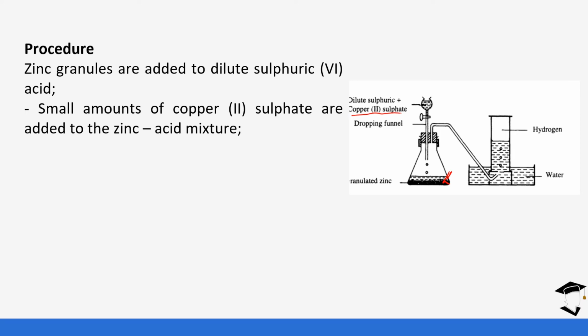And then also the copper(II) sulfate is going to act as a catalyst. So the reaction can actually start and continue on its own. But if we want to speed up that reaction, we can add a catalyst. And this catalyst in this case will be copper(II) sulfate.